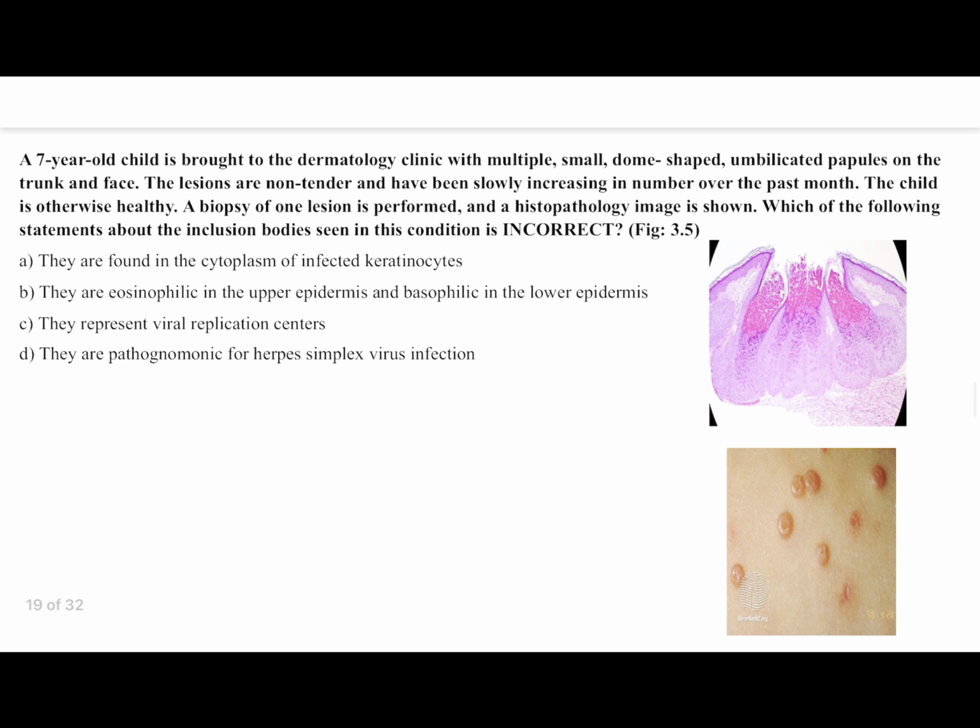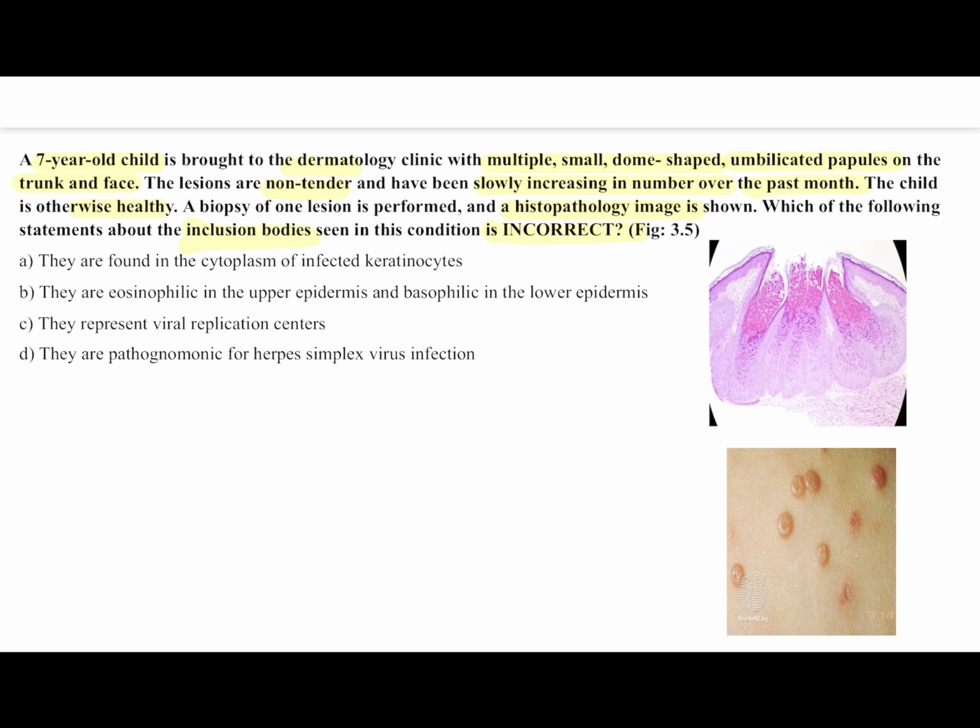Next question: a 7-year-old child is brought to the dermatology clinic with multiple small dome-shaped umbilicated papules on the trunk and face. The lesions are non-tender, and have been slowly increasing in number over the past month. The child is otherwise healthy. When you have performed the biopsy, a histopathological image is shown. Which of the following statements about inclusion bodies is incorrect?